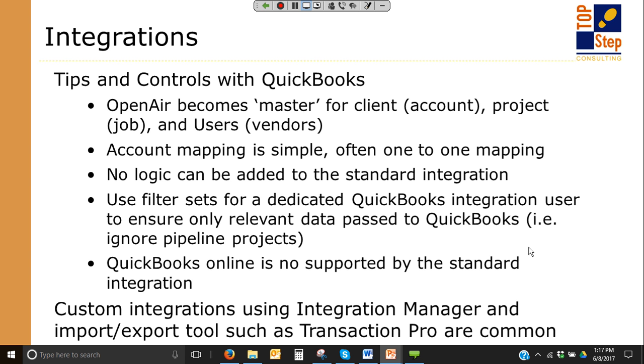And then just a note, if you do have QuickBooks Online, back in the day there used to be a standard integration available for online. That's actually no longer available, so if you do have QuickBooks Online, you do end up having to look more at a third-party vendor or the Integration Manager shortcut approach, the file exchange approach, which would use like a Transaction Pro tool, for example, which is a very low-cost purchase to talk to QuickBooks.